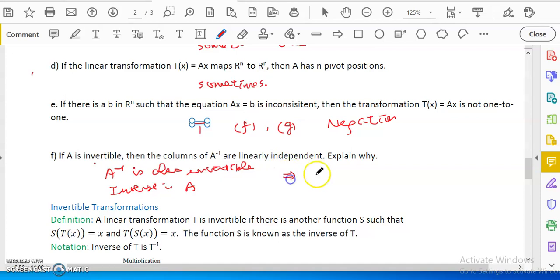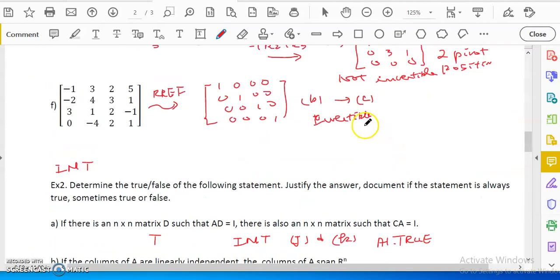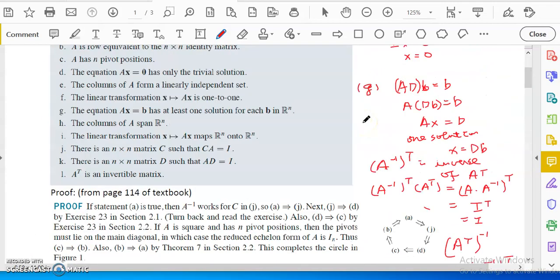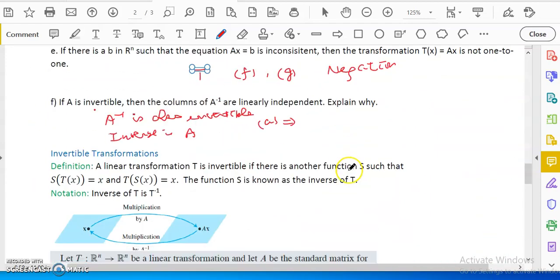So that would be statement A for A inverse, too. And linear independence is what? Is it E? I forgot. I think it's E. Yeah. So E for A inverse.